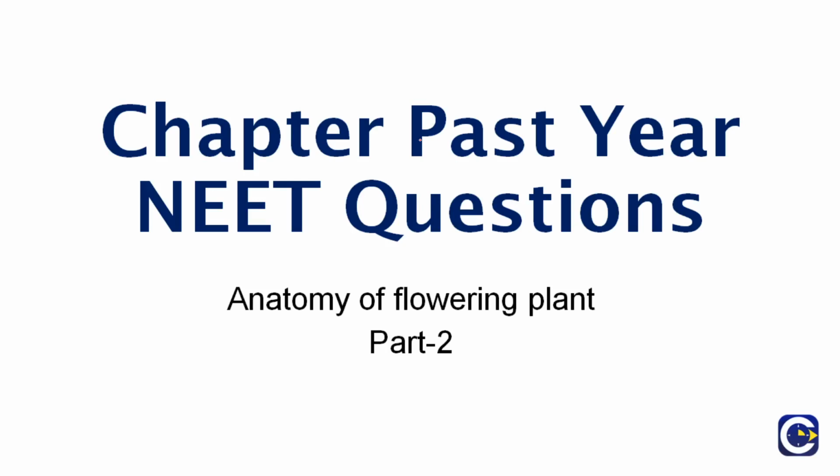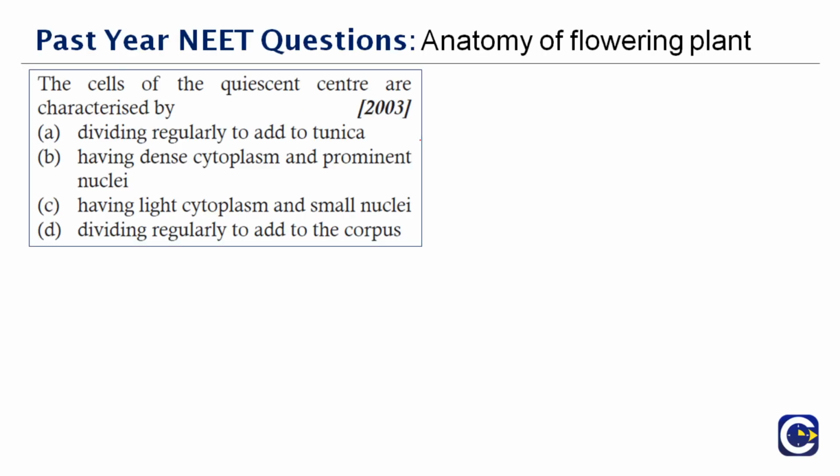Hi friends, today we are going to see the past year NEET questions for the chapter Anatomy of Flowering Plants, and today in this video we will cover part 2. Now let's begin with the first question here. The cells of the quiescent center are characterized by dash.